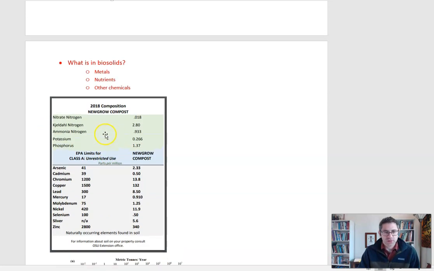So this is just taken from Newberg's website, where you can look at the composition of their compost that they sell in 2018. These are the nutrients, so different kinds of nitrogen, potassium, and phosphorus. These are things that we want. It can be used as fertilizer for our plants, but we want to be concerned about if there's too many nutrients when we apply, those could run off into waterways or seep into the groundwater and then cause problems downstream. So we want to apply only enough to fertilize and not too much.